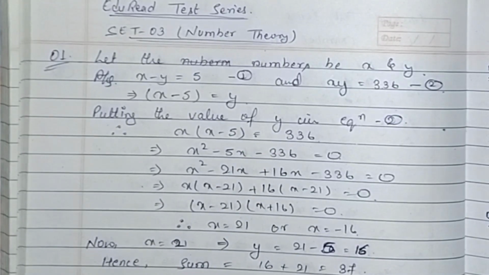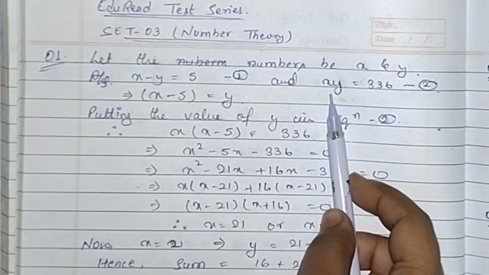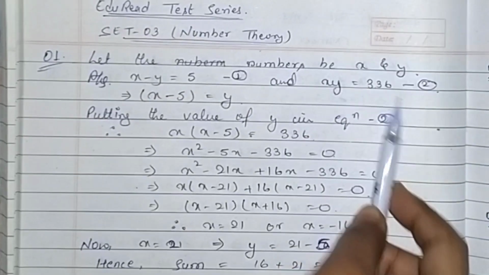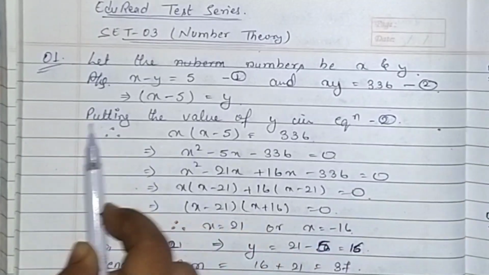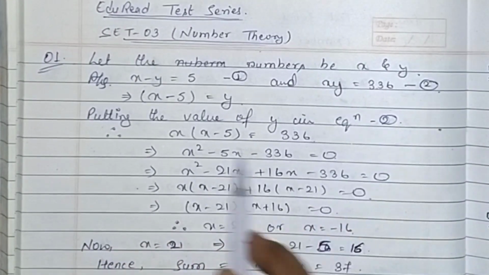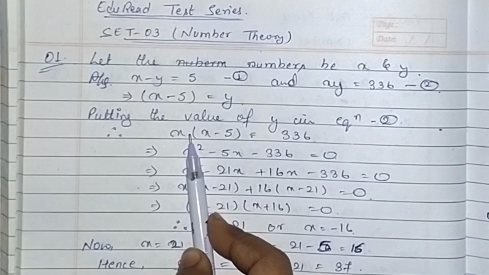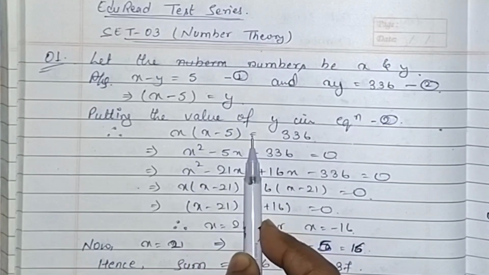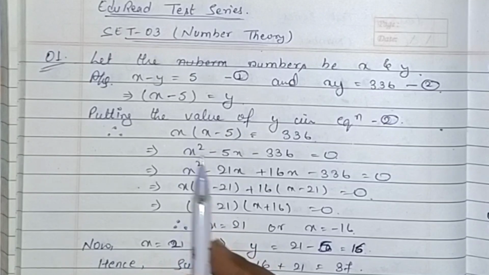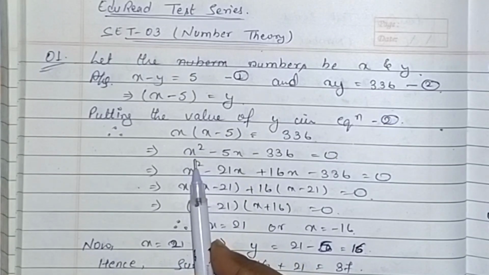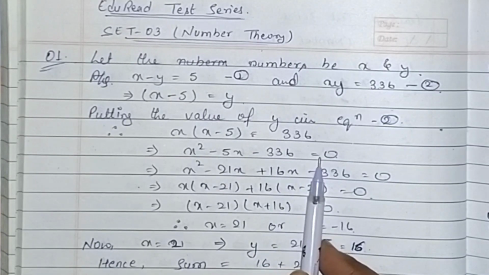Now, we have formed equation 2, which is xy is equal to 336. So we will put the value of y in equation 2, which forms x multiplied by (x minus 5) is equal to 336. Further we open the bracket and solve it. We will get x square minus 5x minus 336 is equal to 0.